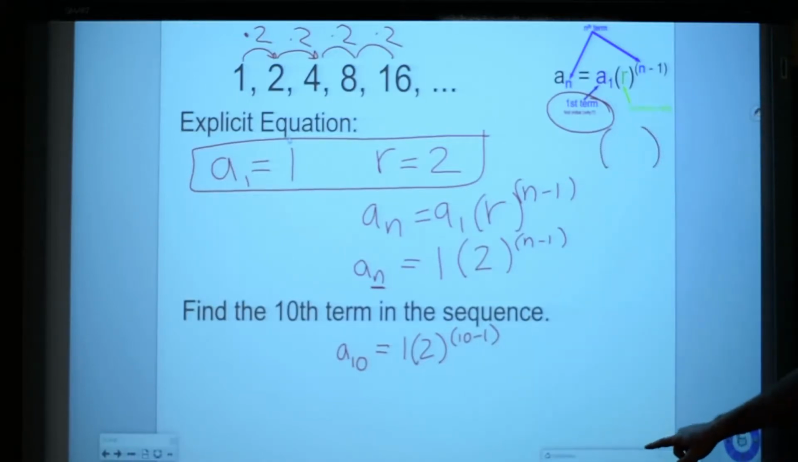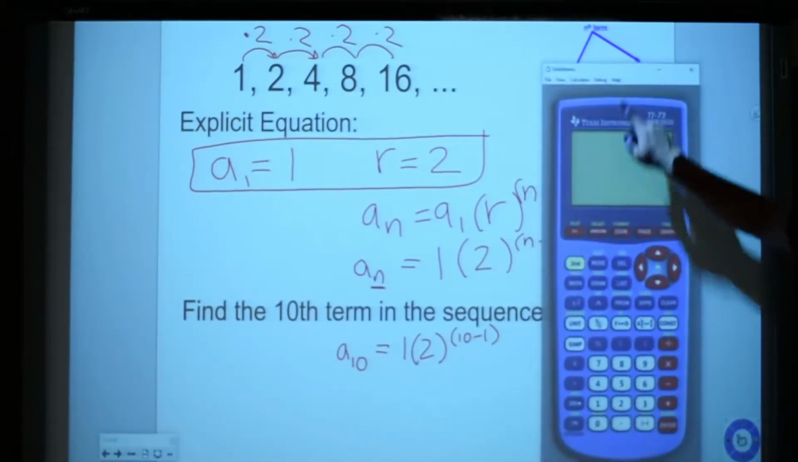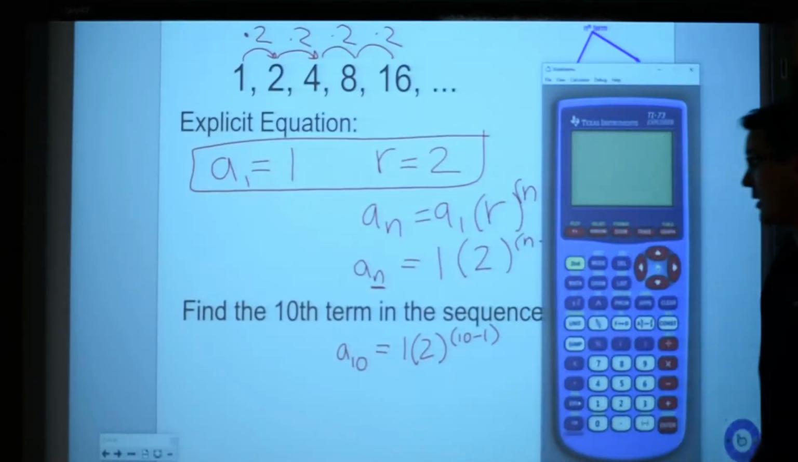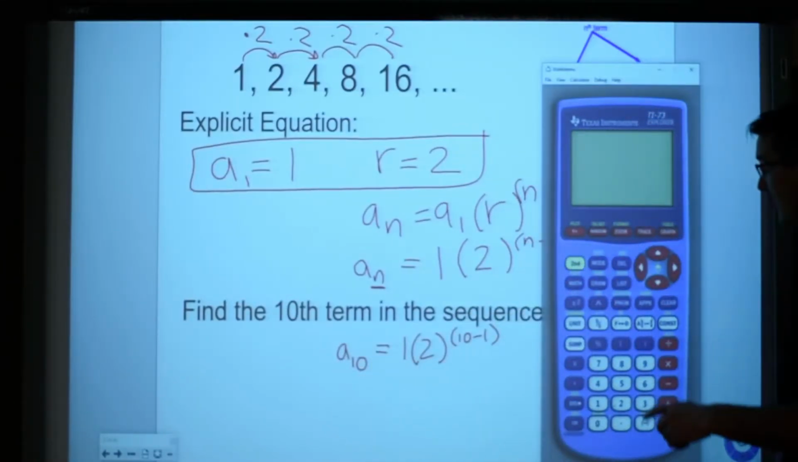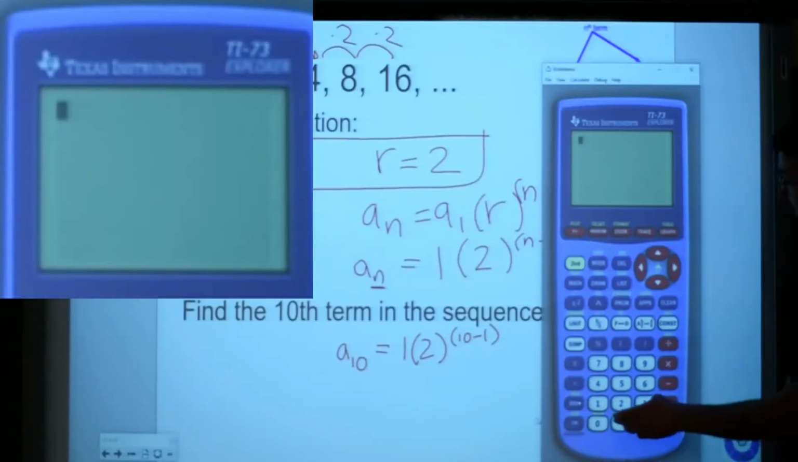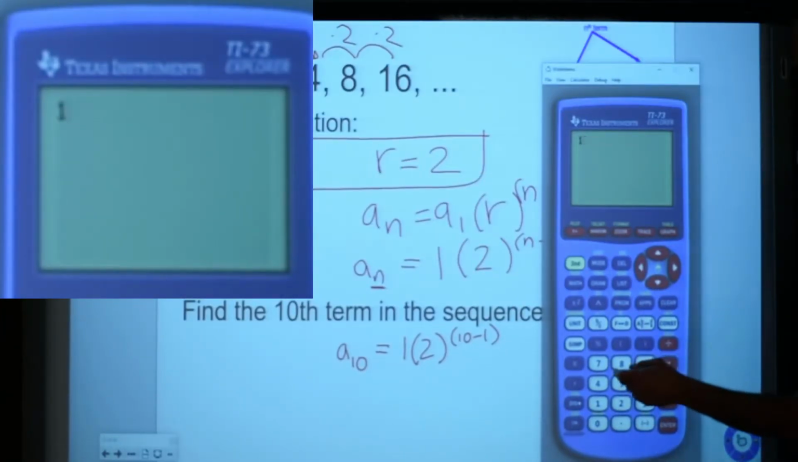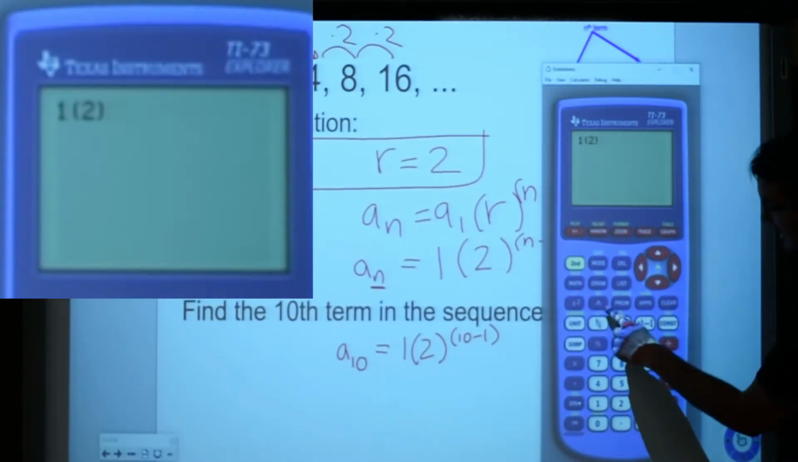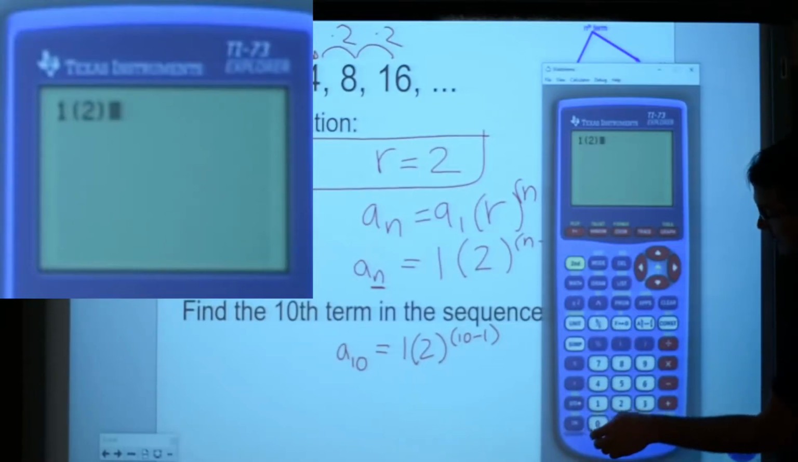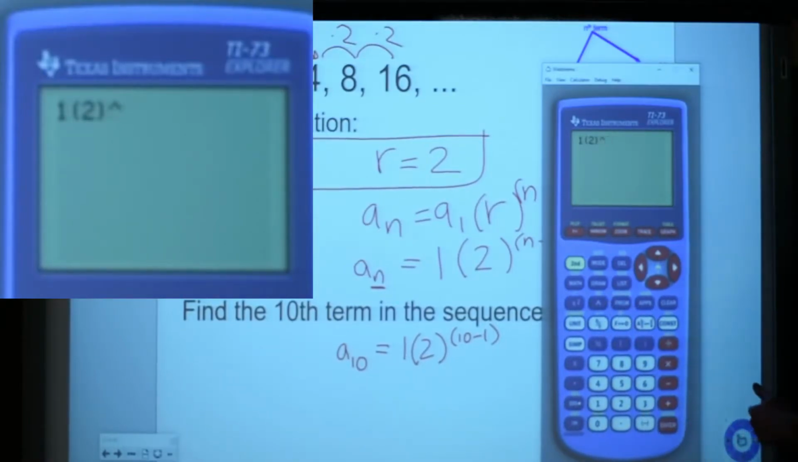And so how do I put that into my calculator? So this gets a little tricky. You guys start using some parentheses here. I can't put the A10 into my calculator, but I can simplify this part here. So I can say 1, and then I'm going to do parentheses 2. And now this might be new to some people, but do you see this caret key right here above the BC? If I hit that, that means to the power.